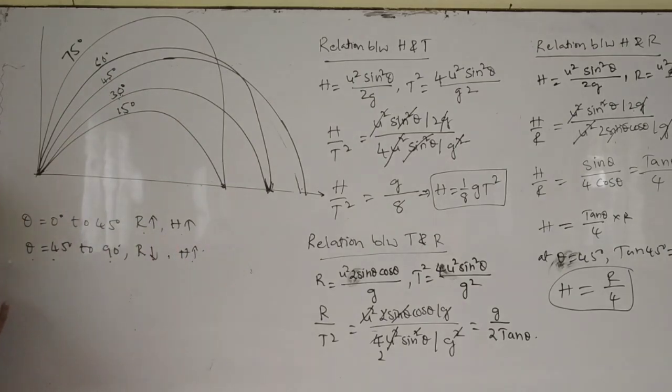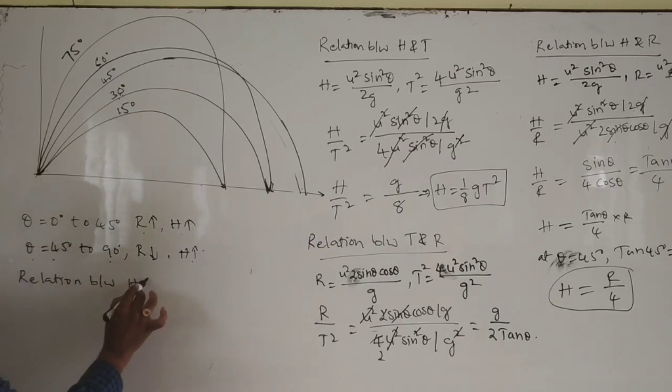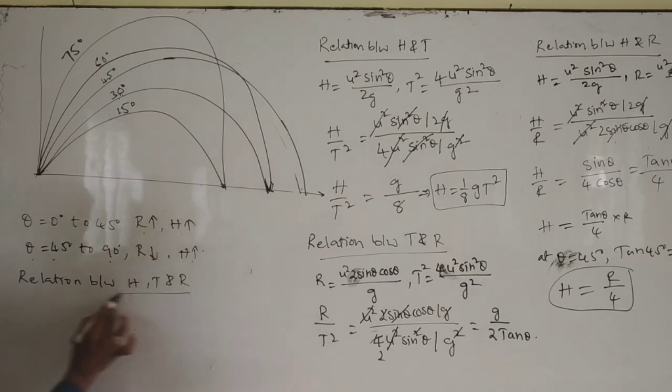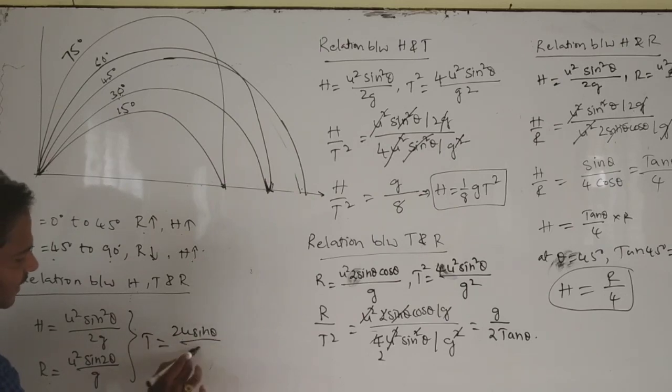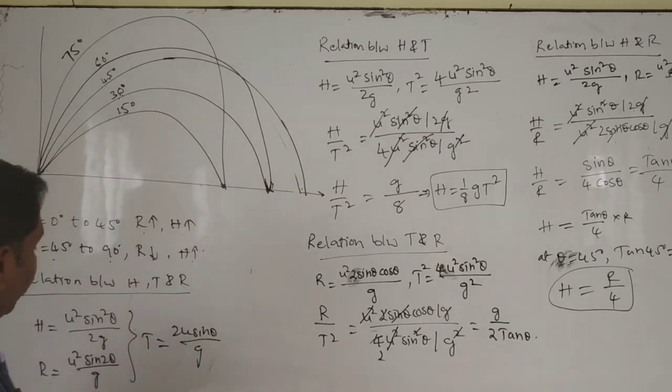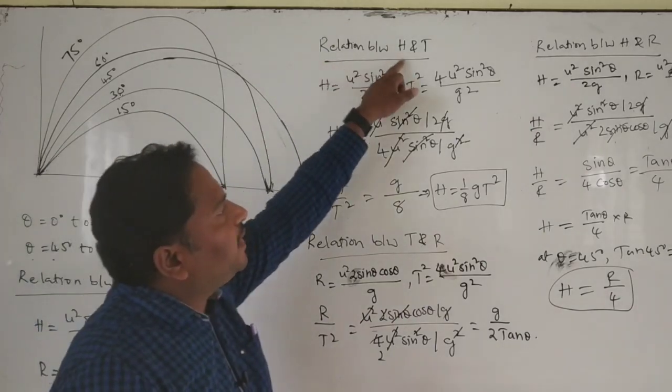Now we are going to derive the relationship between H, T and R. We already have the formula H equal to u square sin square theta by 2g, the range formula R equal to u square sin 2 theta by g, and the time of flight formula T equal to 2u sin theta by g. So now we are going to find the first relation between H and T.